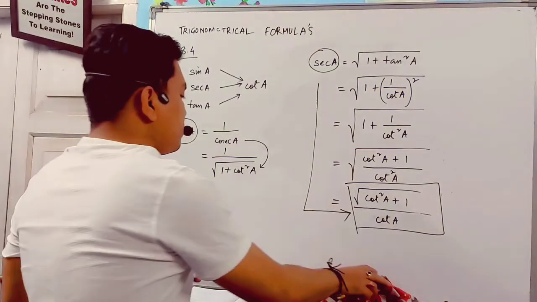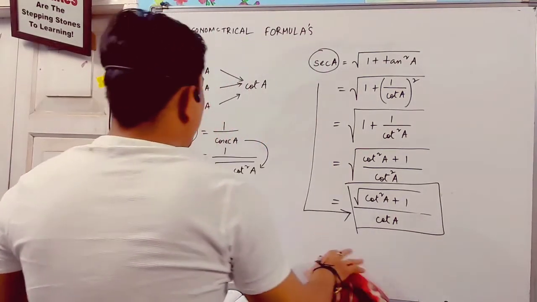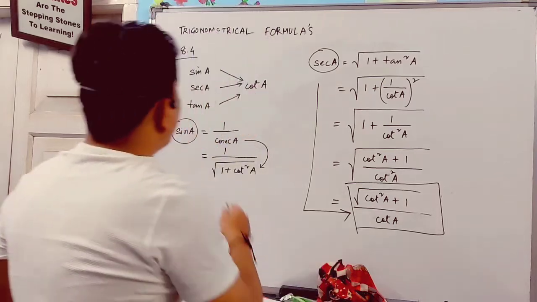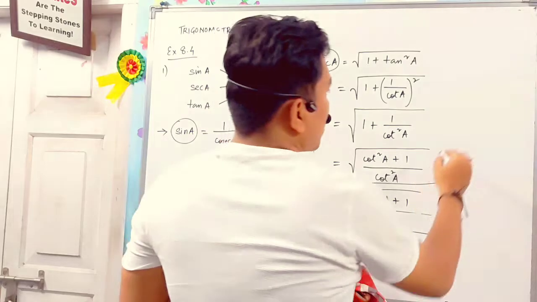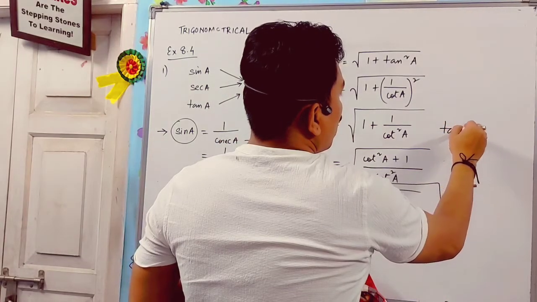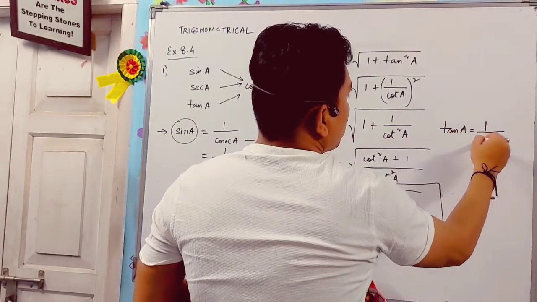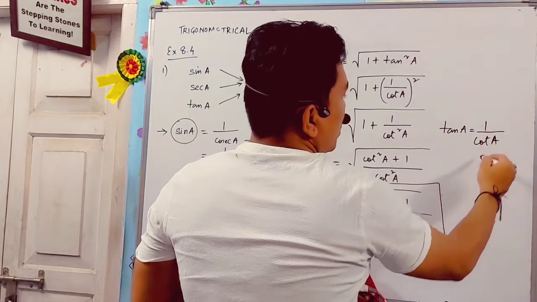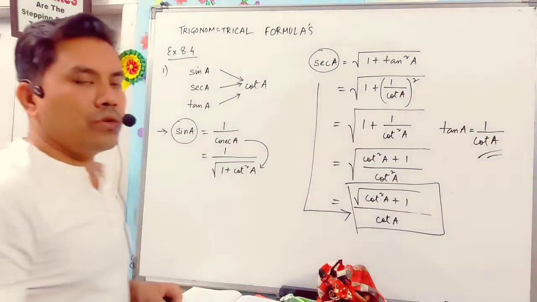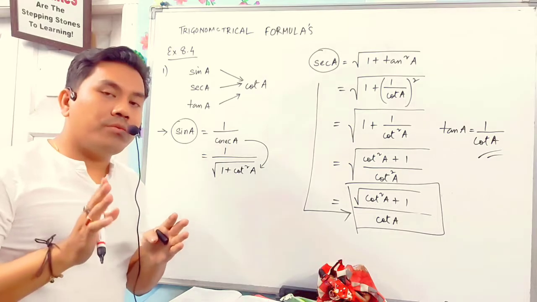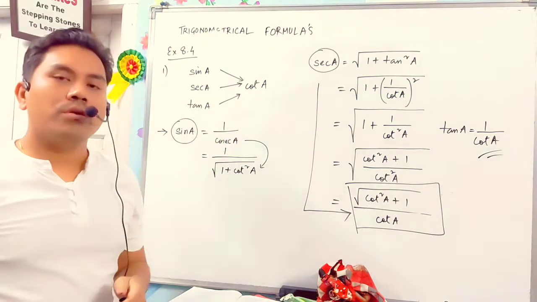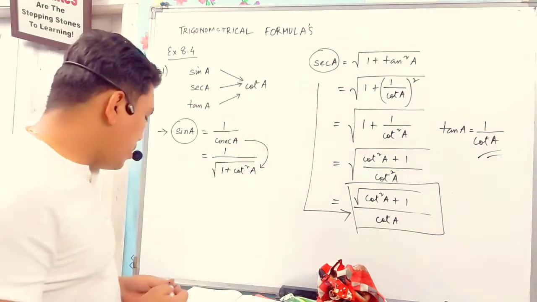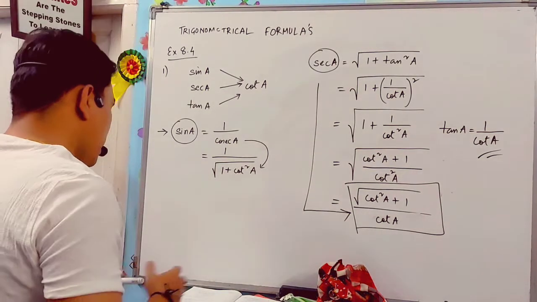Now the next one is very easy. From tan A we have to convert to cot A. I think you can do this easily, no? Tan A can be written as 1 by cot A. Simple. Done. So from one trigonometrical ratio we have to convert to the other one, cot A. Alright. Now let's come to the next one.